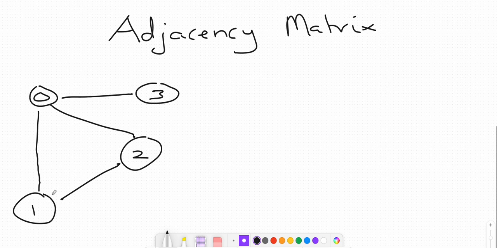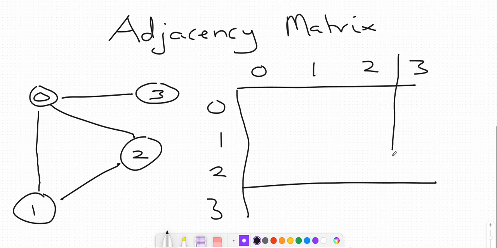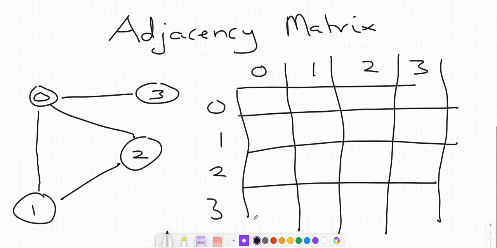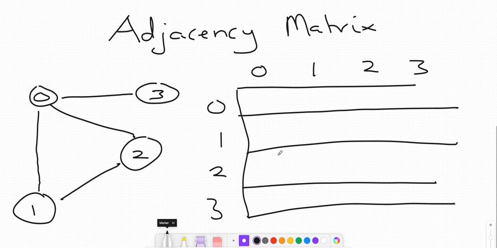Let's say we have the nodes 0, 1, 2, 3. In the adjacency matrix we have rows and columns 0, 1, 2, 3. Let's say I draw a line here.